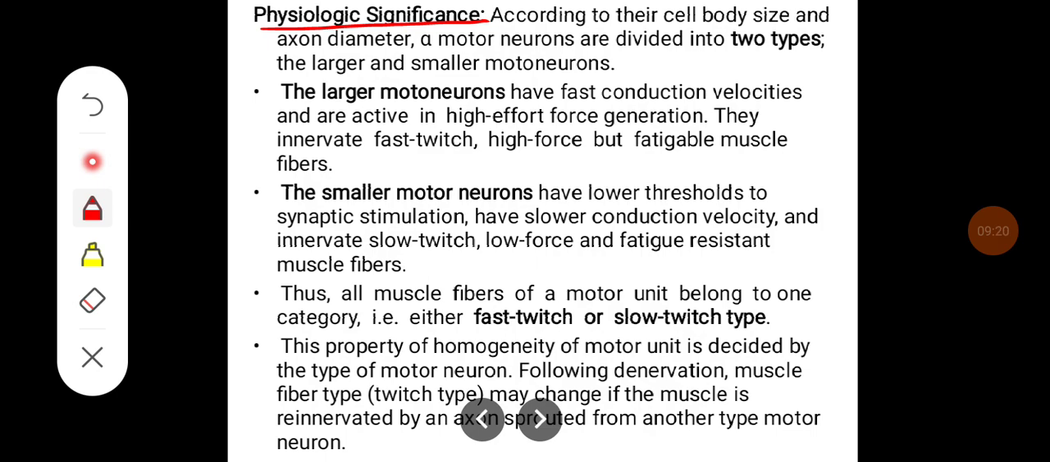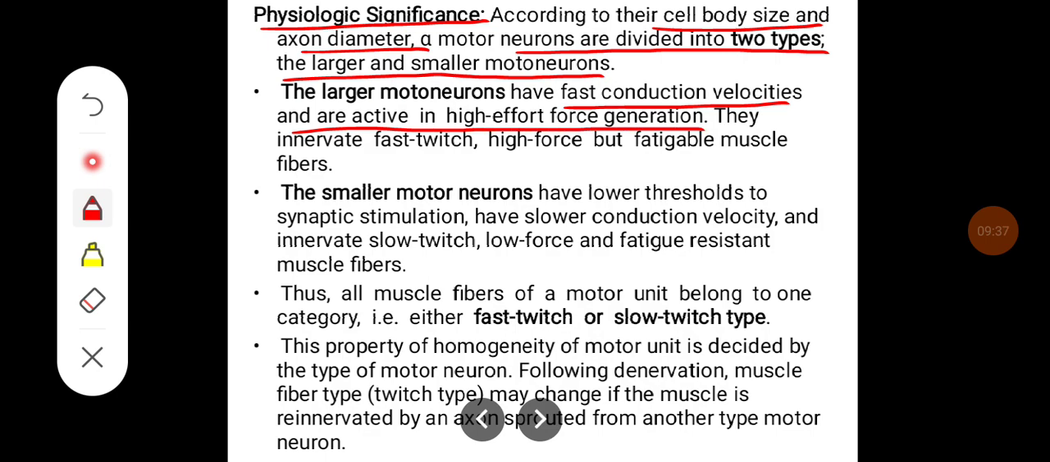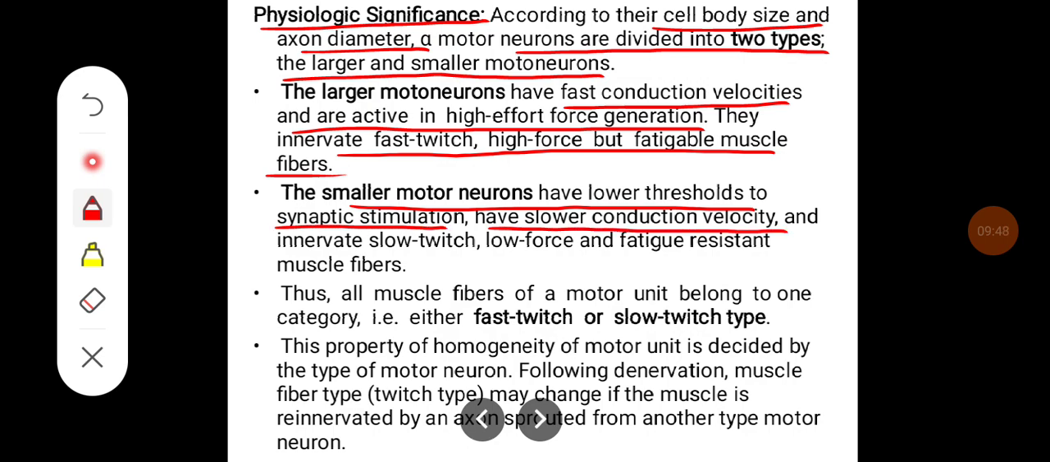Physiological significance. According to their cell body size and axon diameter, alpha motor neurons are divided into two types: the larger and smaller motor neurons. The larger motor neurons have fast conduction velocities and are active in high effort force generation. They innervate fast twitch, high force but fatigable muscle fibers. The smaller motor neurons have lower thresholds to synaptic stimulation, have a slower conduction velocity, and innervate slow twitch, low force, and fatigue resistant muscle fibers.